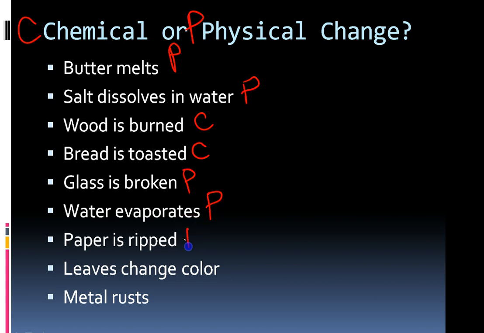Paper being ripped, it's still paper. It didn't change composition, so it's a physical change. Leaves changing color. Can you change those leaves back? No, they're dead. When they come back in spring, those are brand new leaves, not the same leaves. And metal rusting is again chemical. We can't change that back, and we're changing the composition.